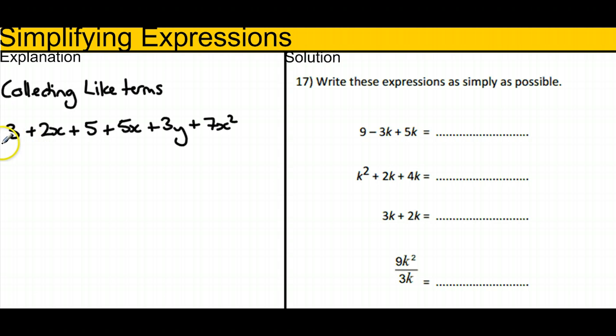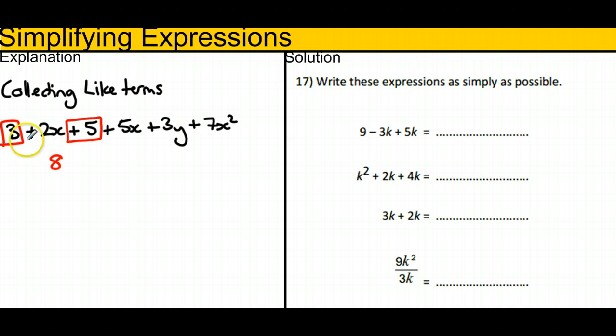So when we're talking about like terms, in red I'm going to put together a few terms that are like each other. So first of all I'm going to start with number terms. So 3, and you'll see I've included the plus with that, and 5. There's no other term that we would call a number term, so they're the only ones I'm going to collect together. 3 plus 5, that gives us our 8.